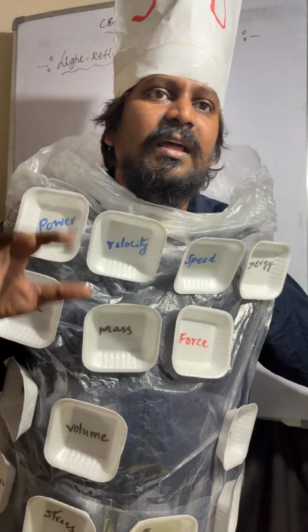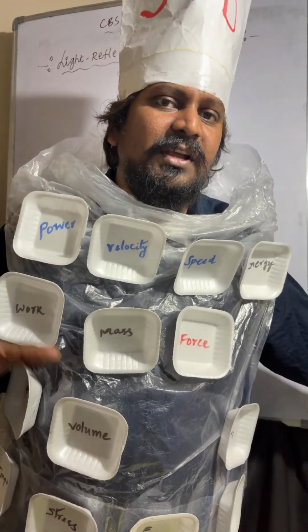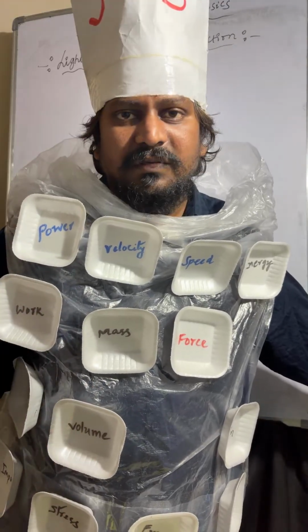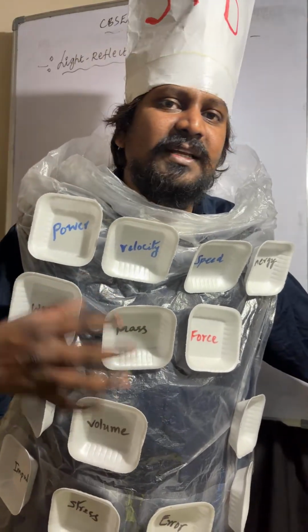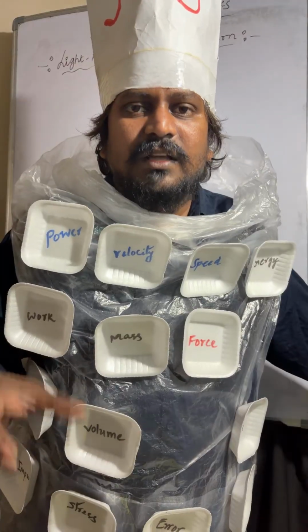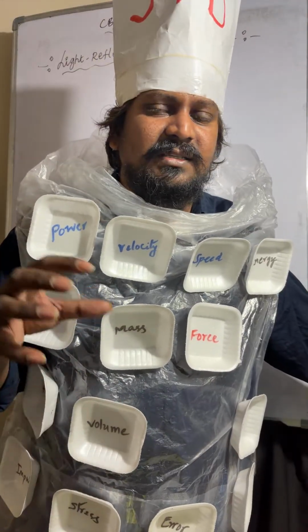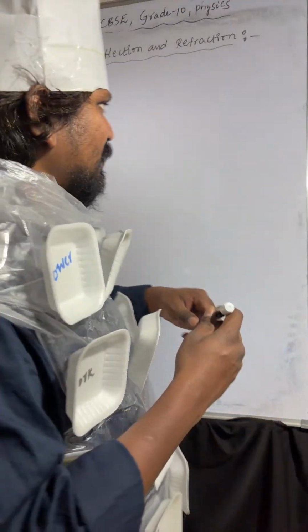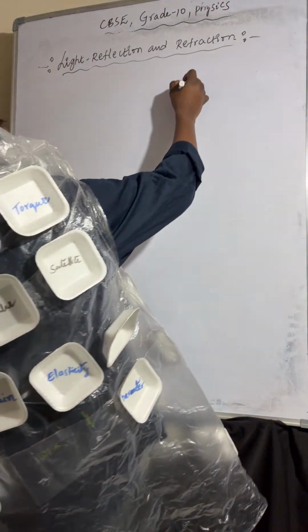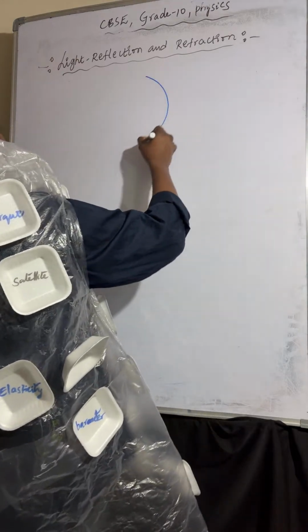That is called the formation of image by concave mirror and convex mirror, or simply, formation of images by spherical mirror. Now the next topic is ray rules. I am taking a concave mirror.